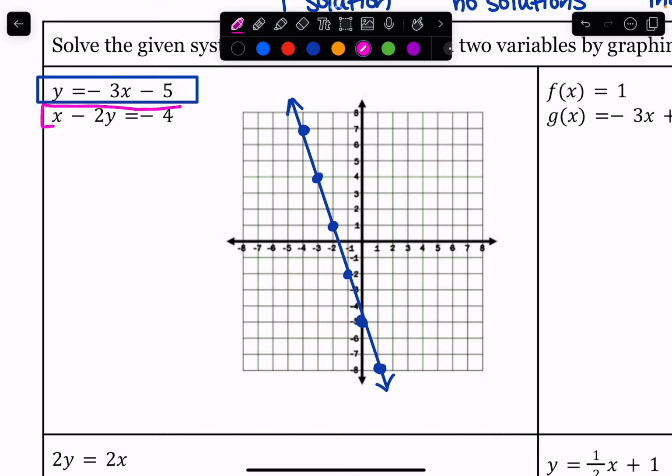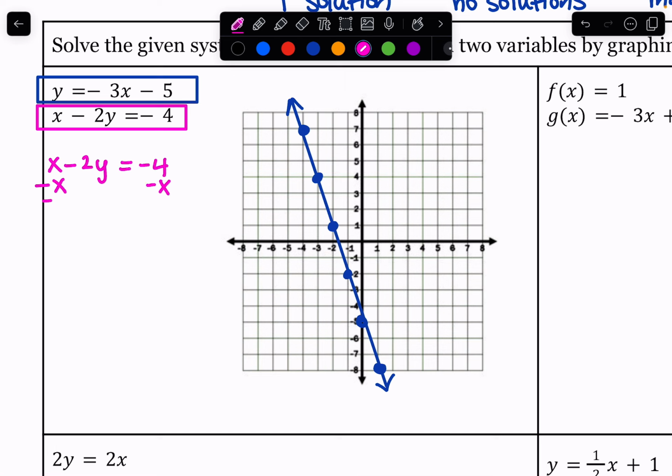For the second one, I'm going to use pink. However, this is in standard form, so it's a little tricky to graph, so I'm going to go ahead and switch it to slope-intercept form because that's easiest for me. If you can graph from this form, great. It's actually pretty quick to graph from this form, but just for review's sake, I'm going to go ahead and review how to switch the form on this one. So if I have x minus 2y equals -4, I'm going to subtract x.